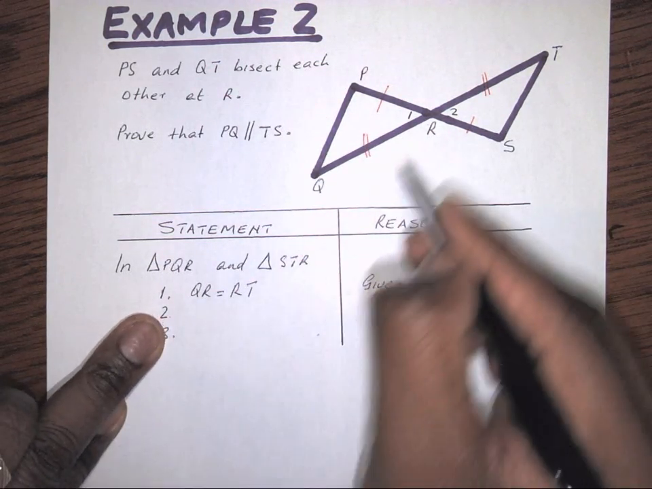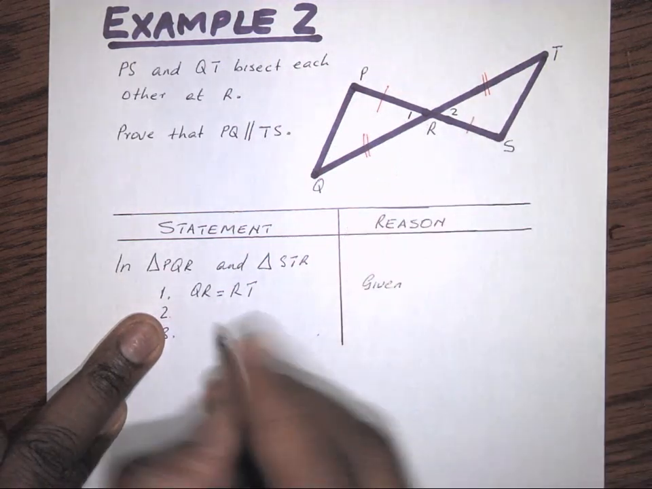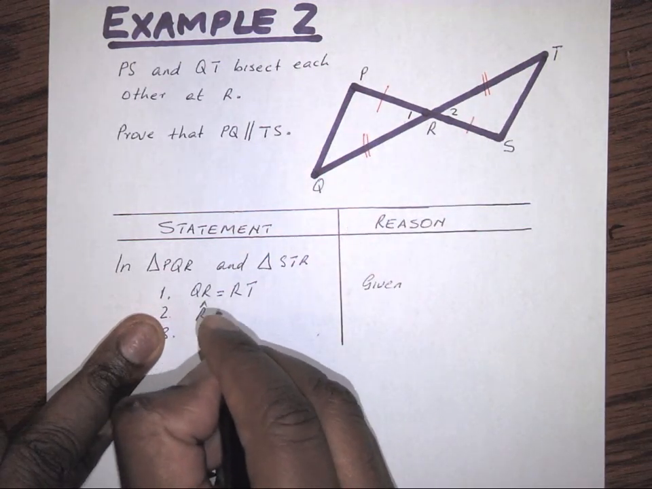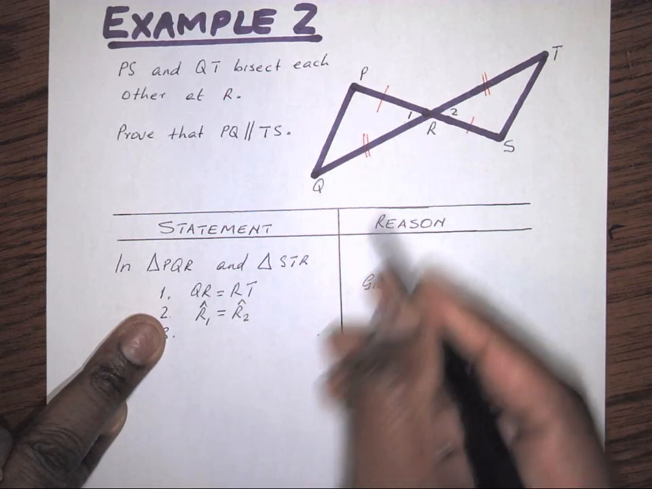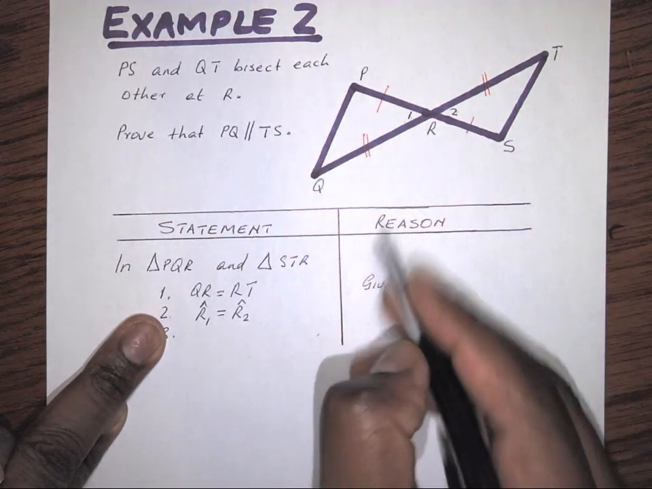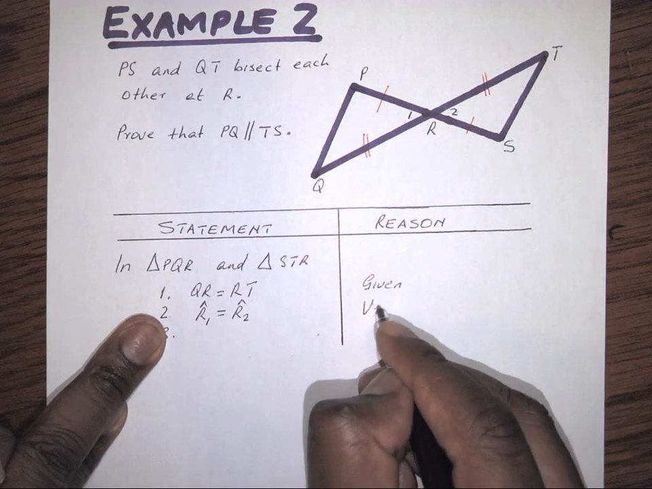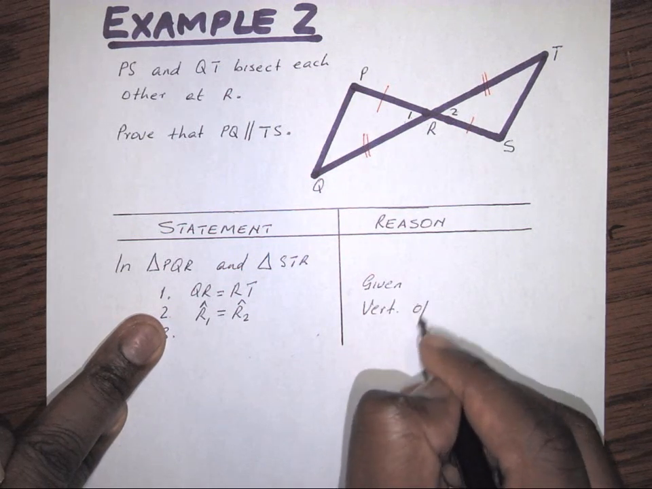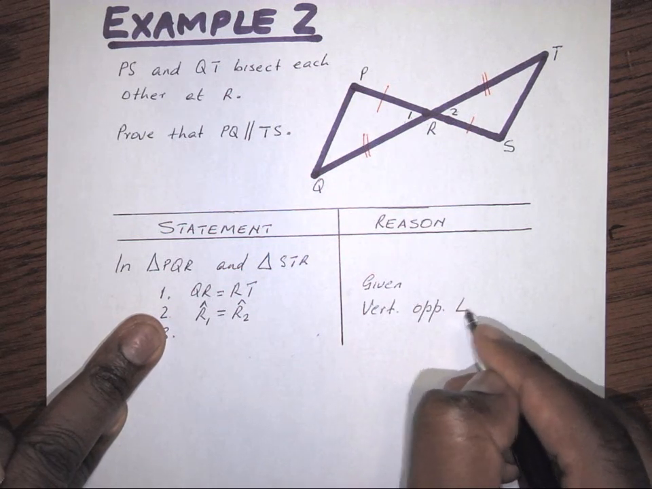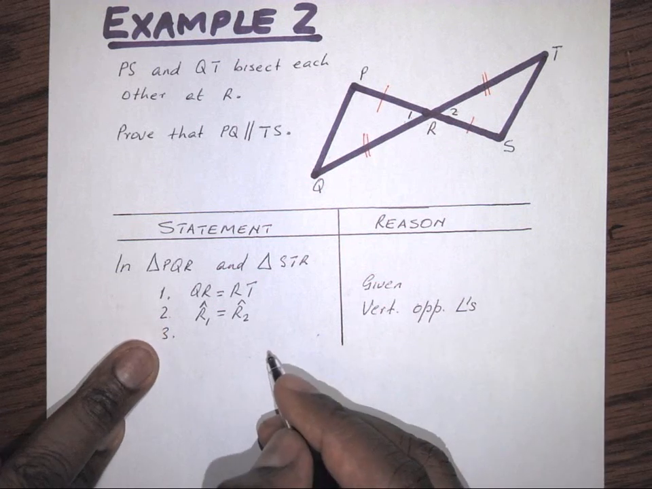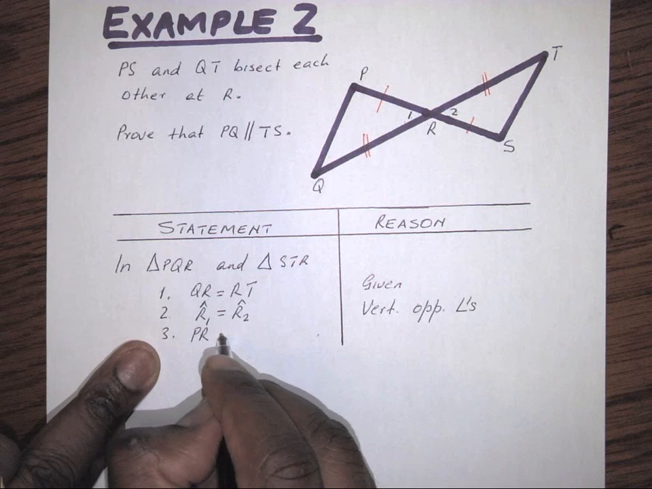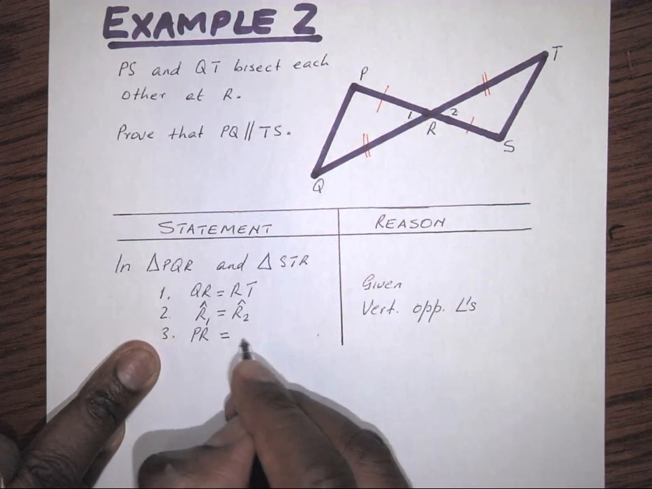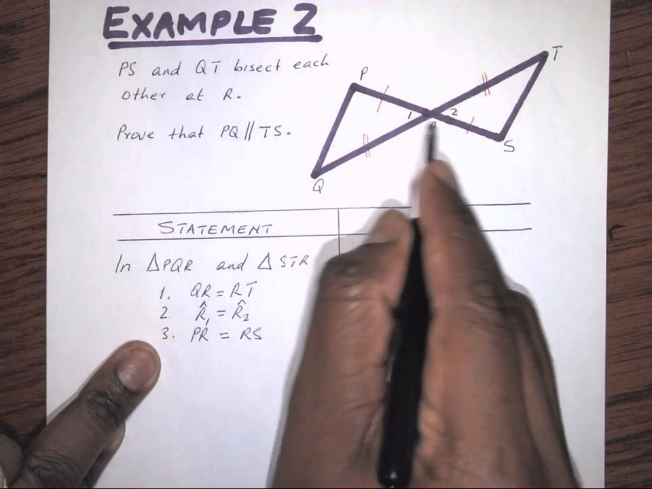Next one, angle R1 is equal to angle R2. Why? Those are vertically opposite angles. The third one, PR is equal to RS. That was given.